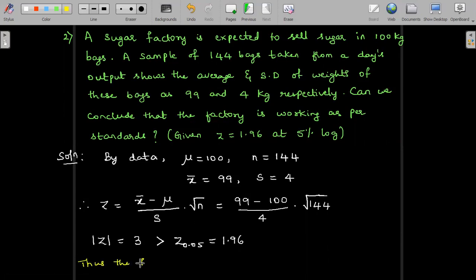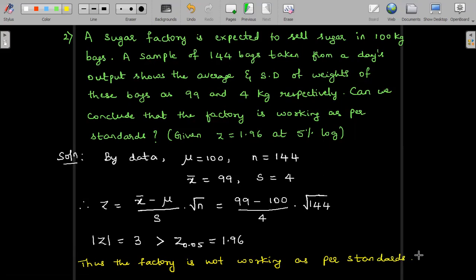So thus the factory is not working as per standards.